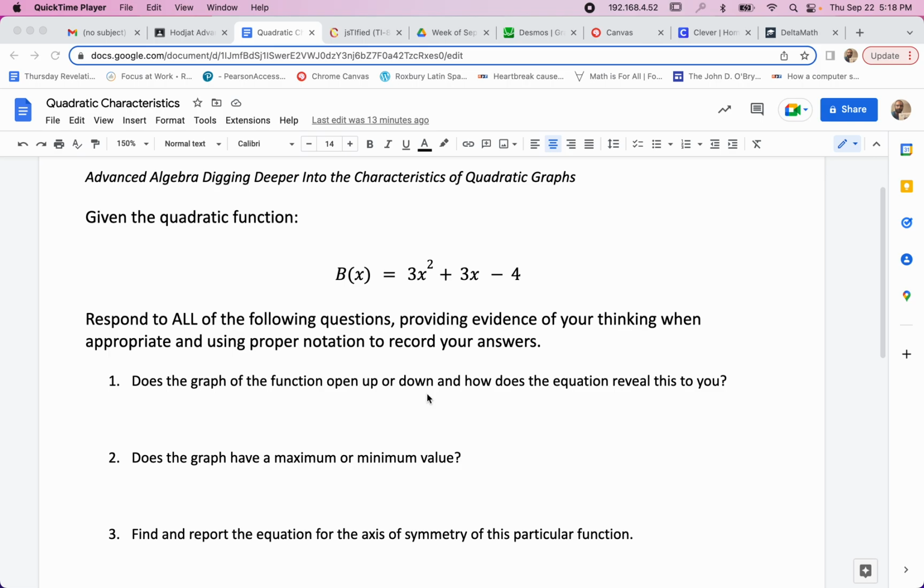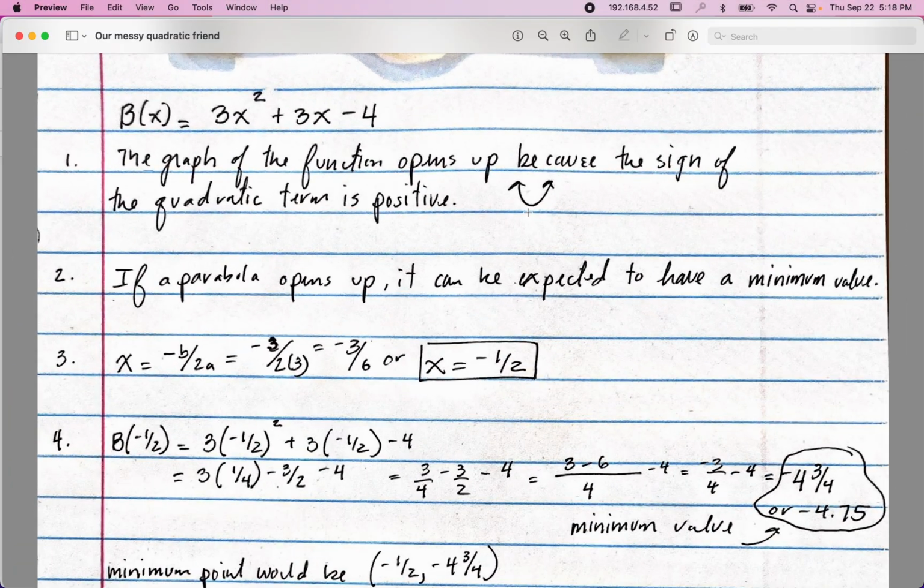So here we go. Does the graph of the function open up or down? And how does the equation reveal this to you? This particular equation's graph opens up. We know that because of the sign of the quadratic term right here, or the leading coefficient.